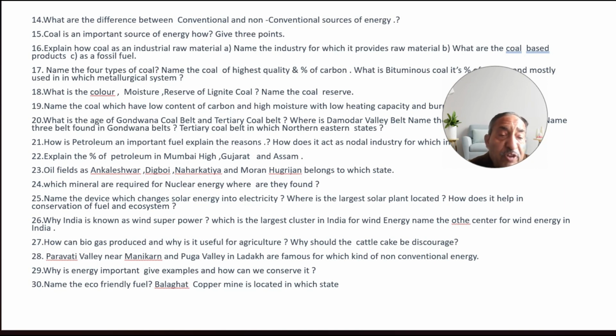Next, Parvati Valley near Manikaran and Puga Valley in Ladakh are famous for which kind of conventional energy? Next, why is energy important? Give examples and how can we conserve it? Name the eco-friendly fuel. Balaghat copper mine is located in which state?